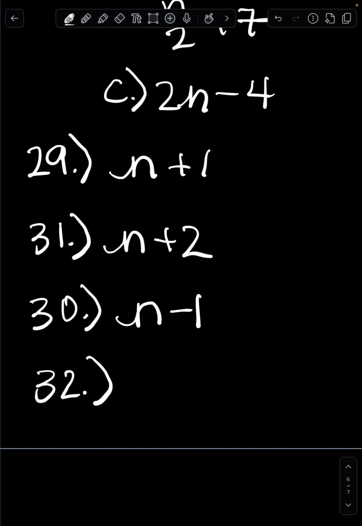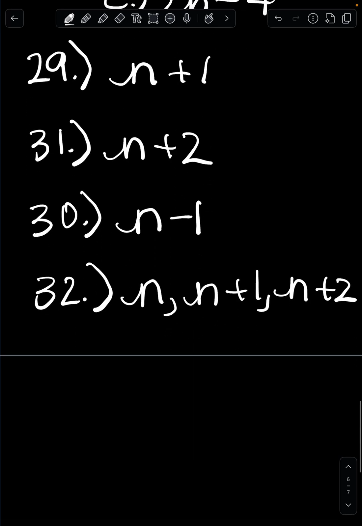Number 32, 3 consecutive integers. Okay, so the first one is N. The second one would be N plus 1. And the third one would be N plus 2.